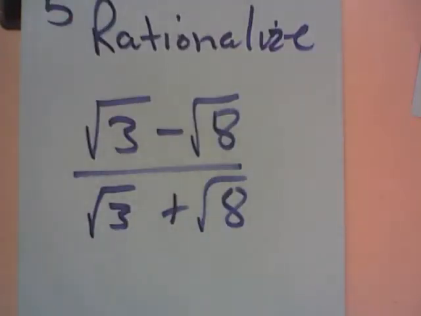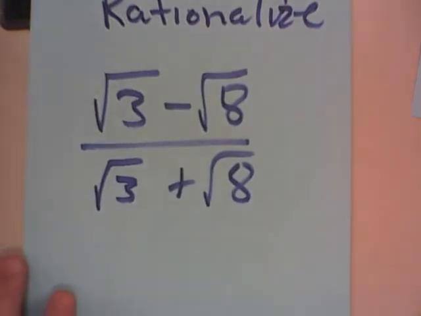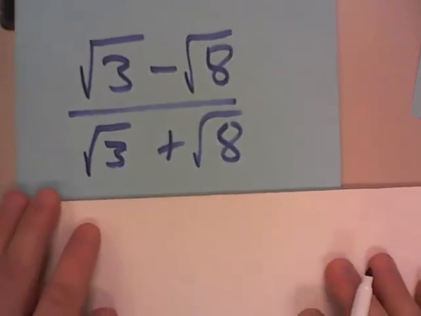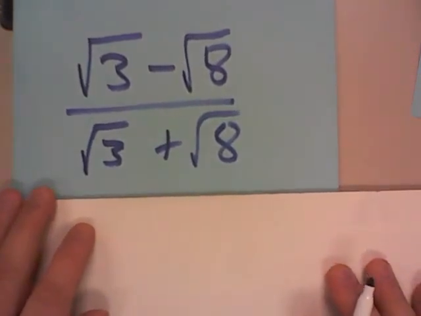Moving on, number 5. And again, as you do these, try these on your own before you watch the video. Try to rationalize this denominator on your own. Check it to make sure that you got it right, and then move on to number 6.